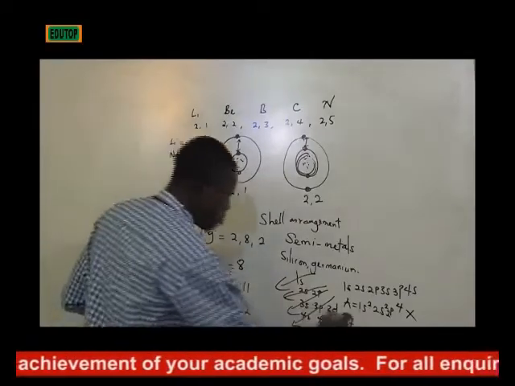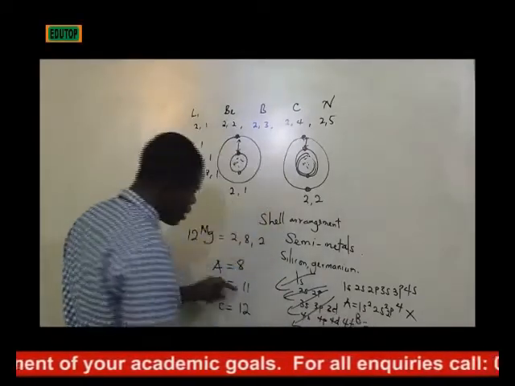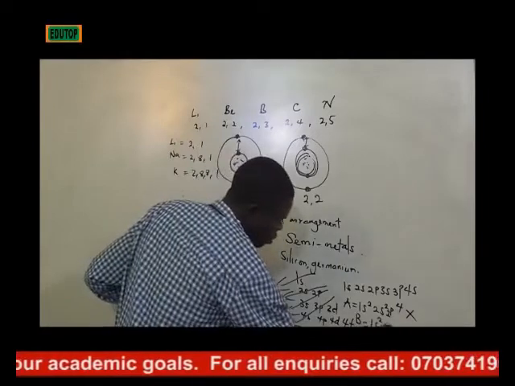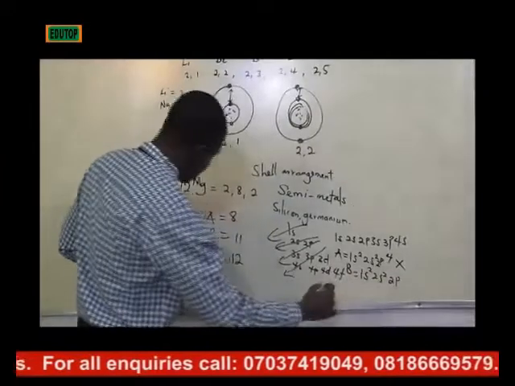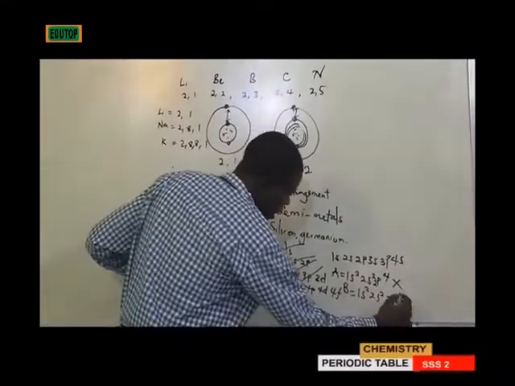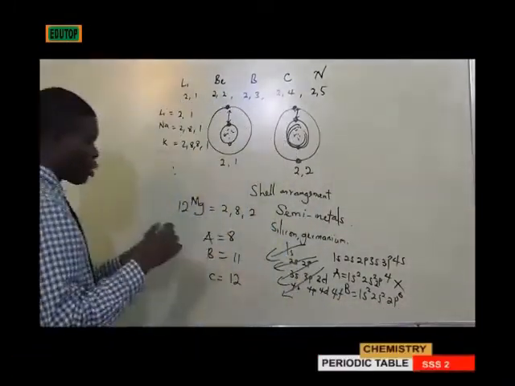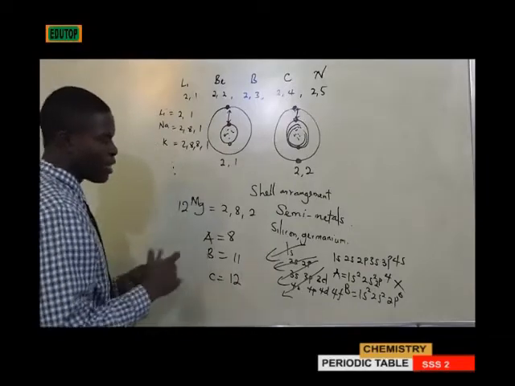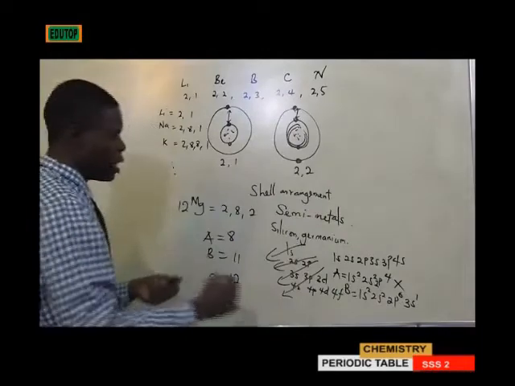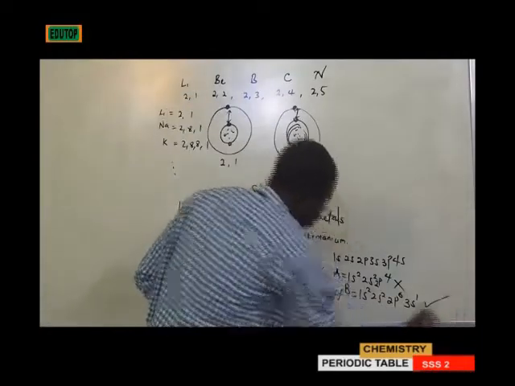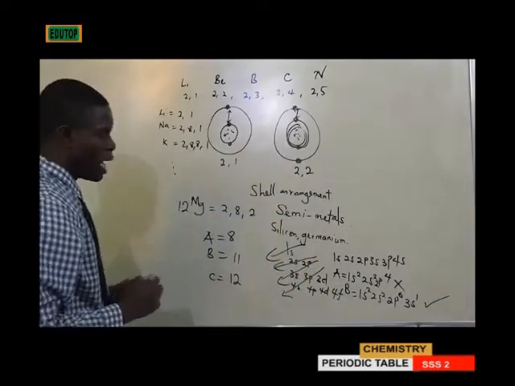So let's talk about B. B is 11. So 1s2, 2s2, 2p6, because the maximum number of electrons you can have for a p orbital is 6. So the last electron goes to the 3s1. So definitely B is an s block element.